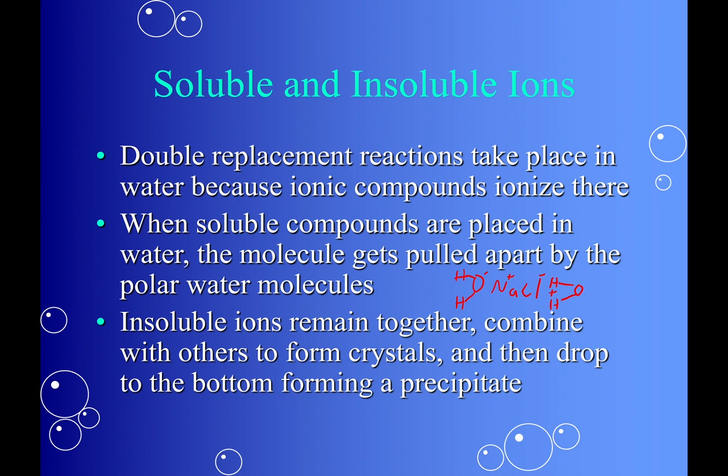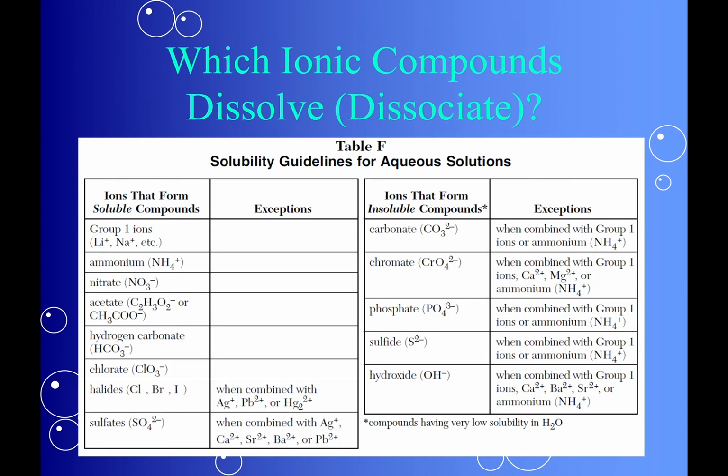An insoluble ion will remain together. They can combine with other types of ions to form crystals and then drop to the bottom of the container, forming what we call a precipitate or a solid product that wasn't there to begin with. We saw an example of this in class the other day.